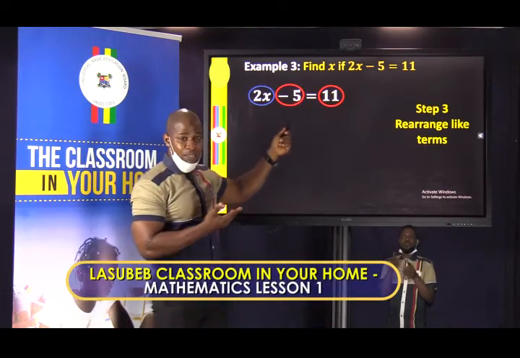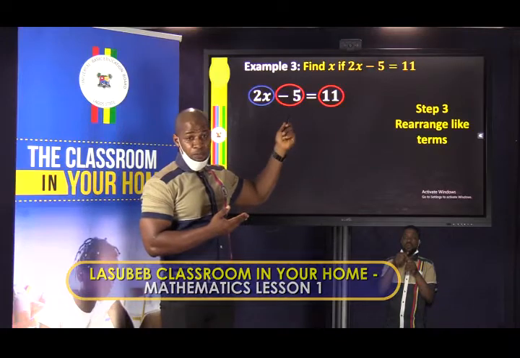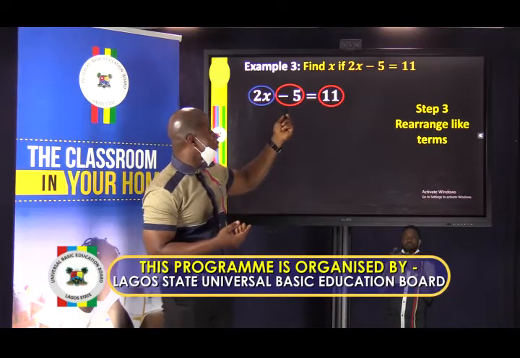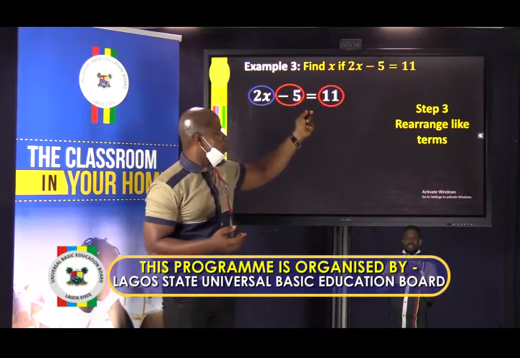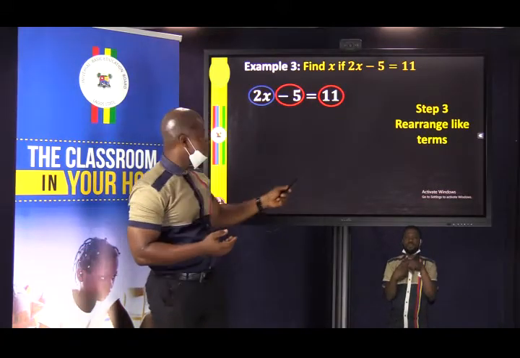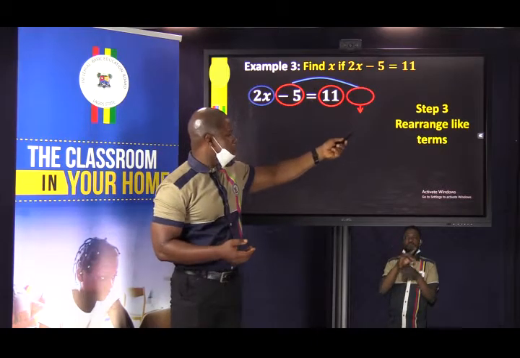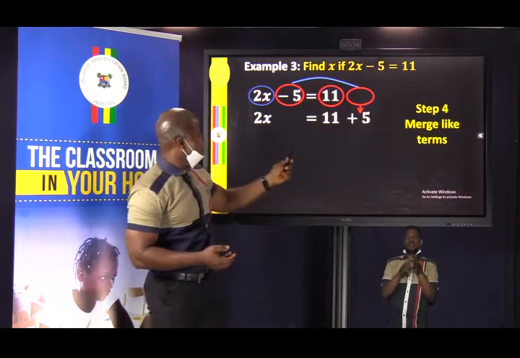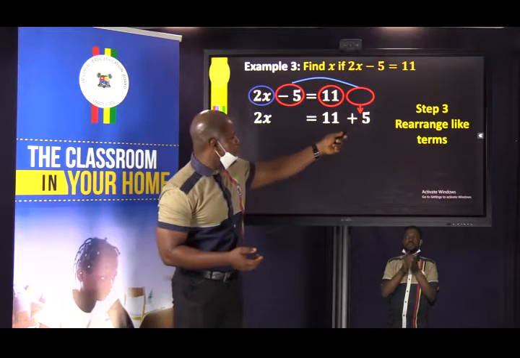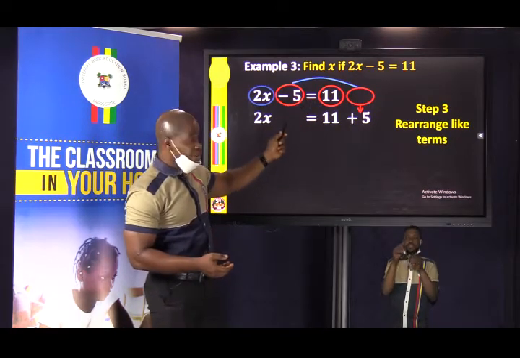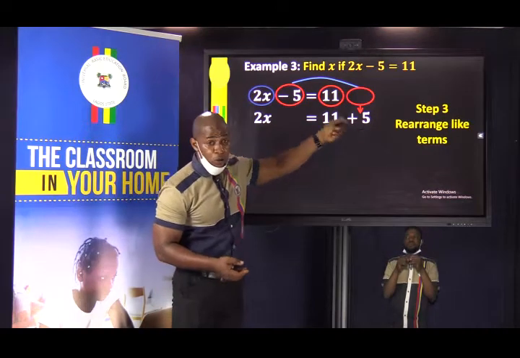Here, it is negative. It's a foreigner. When it goes to the other country, it becomes a citizen. So when I take this minus 5 to the right side of the equality sign, it becomes plus 5. So minus 5 goes here and becomes plus 5. Then 11 will come down. Equality sign will come down. Minus 5 is no longer here. It has become plus 5 on the other side.